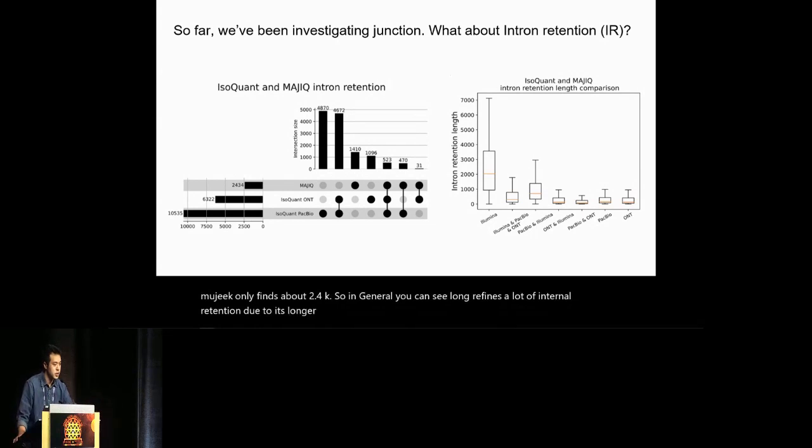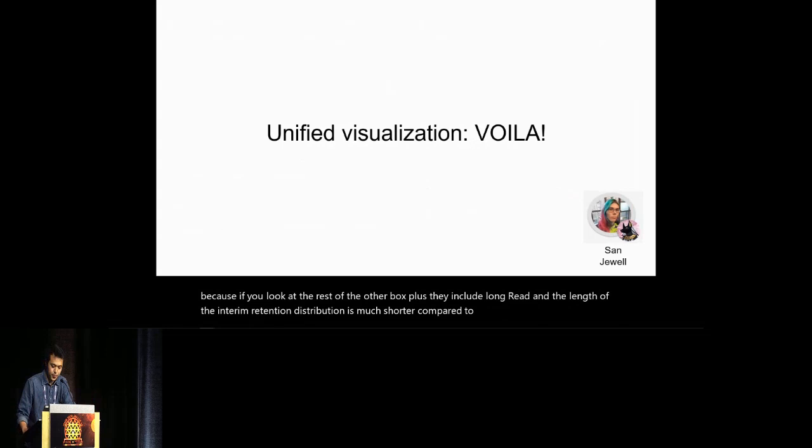But if you look at the right side, this is an intron retention length comparison using the left upset plot. Looking at the left one, you can see that Illumina detects longer intron retention. So short read generally detects longer intron retention compared to long read, because if you look at the other box plots, they include long read and the length of the intron retention distribution is much shorter compared to Illumina.